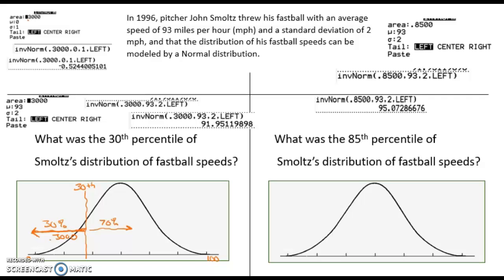So if you hit the paste, you're going to get a screen like this one, which is what some calculators will go ahead and start you off with, okay?